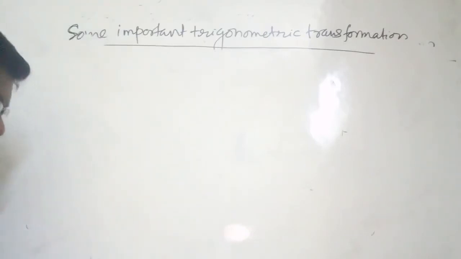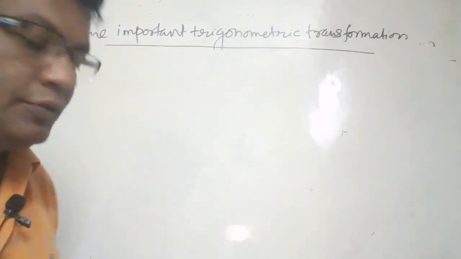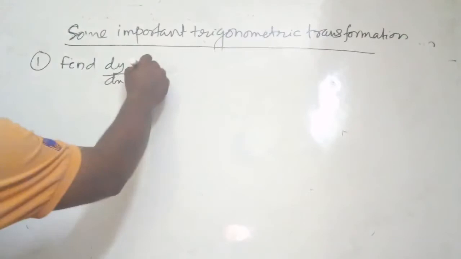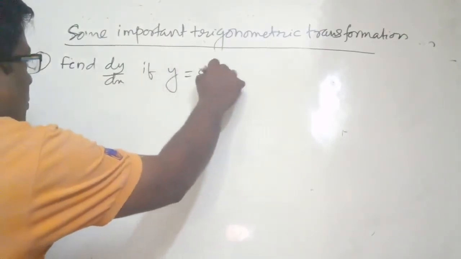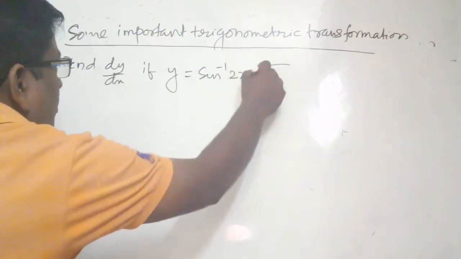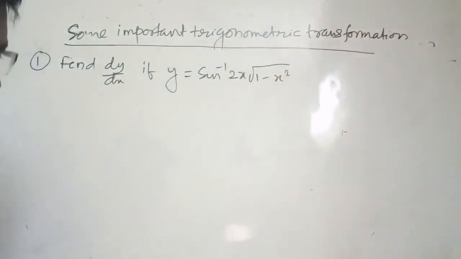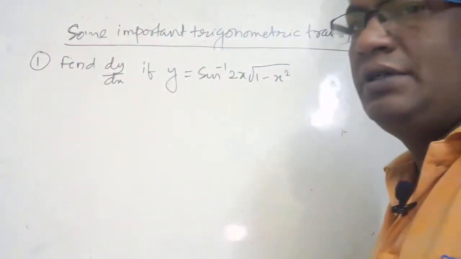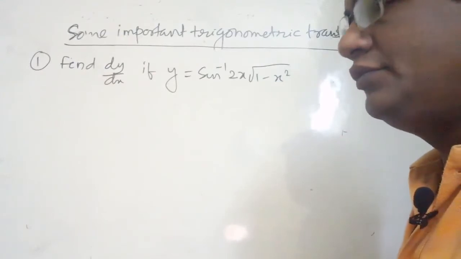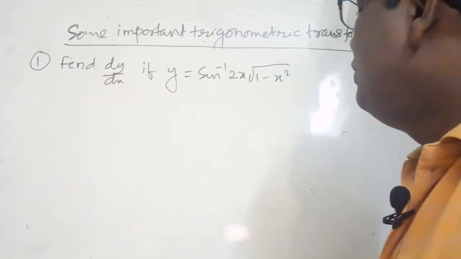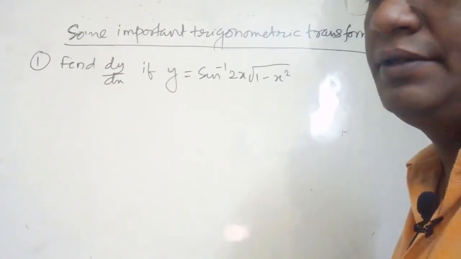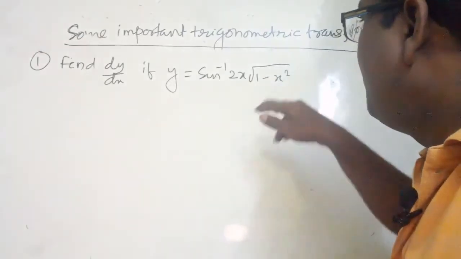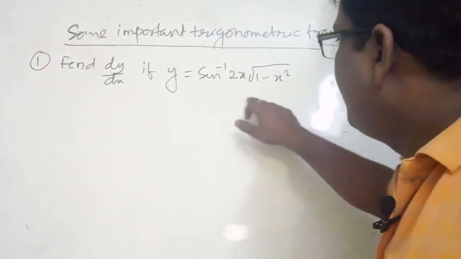Okay, now let's do some problems. Find dy by dx if y is equal to sin inverse of 2x into root over 1 minus x square. What will be the substitution? Only blindly you cannot remember this. You have to know the trigonometric formula. Let's see what will be the x. This will be a trigonometric function.